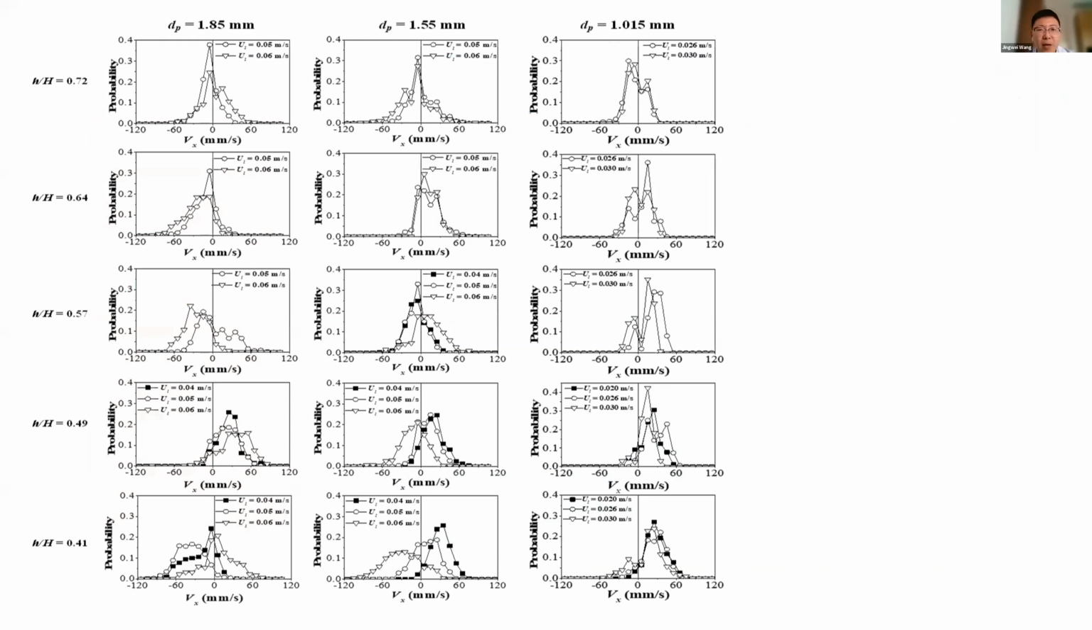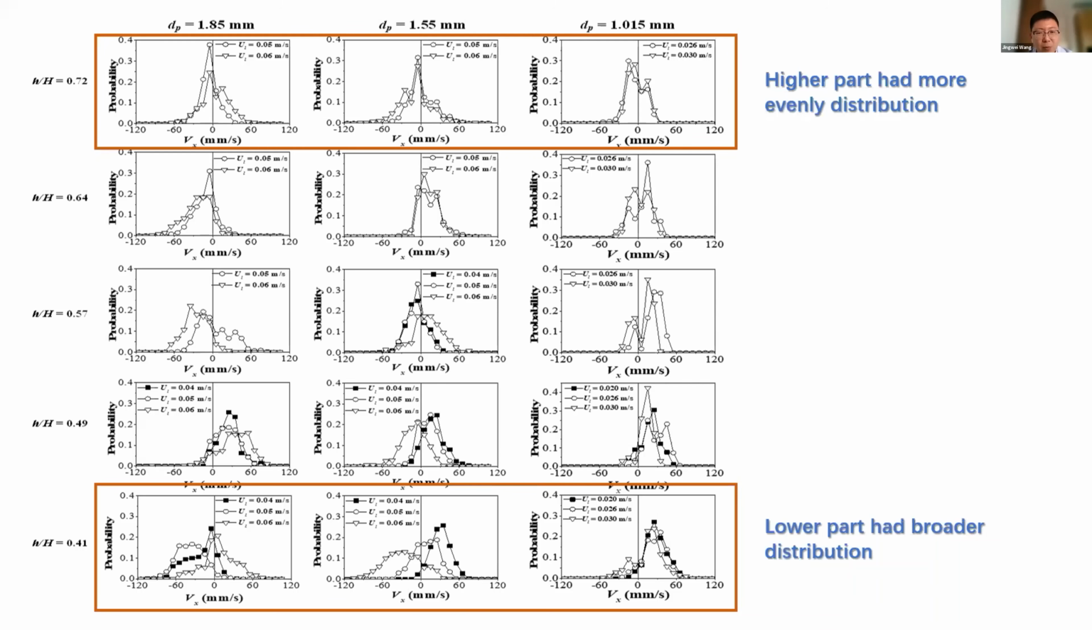This figure shows the probability of the particle velocity at different heights of the membrane. We also compare the size. As you can see from this distribution, the lower part had a broader distribution. This means that at the lower part, the fluidized GAC can achieve higher particle velocity. The higher part of the membrane has a very even distribution and also a little lower particle velocity.